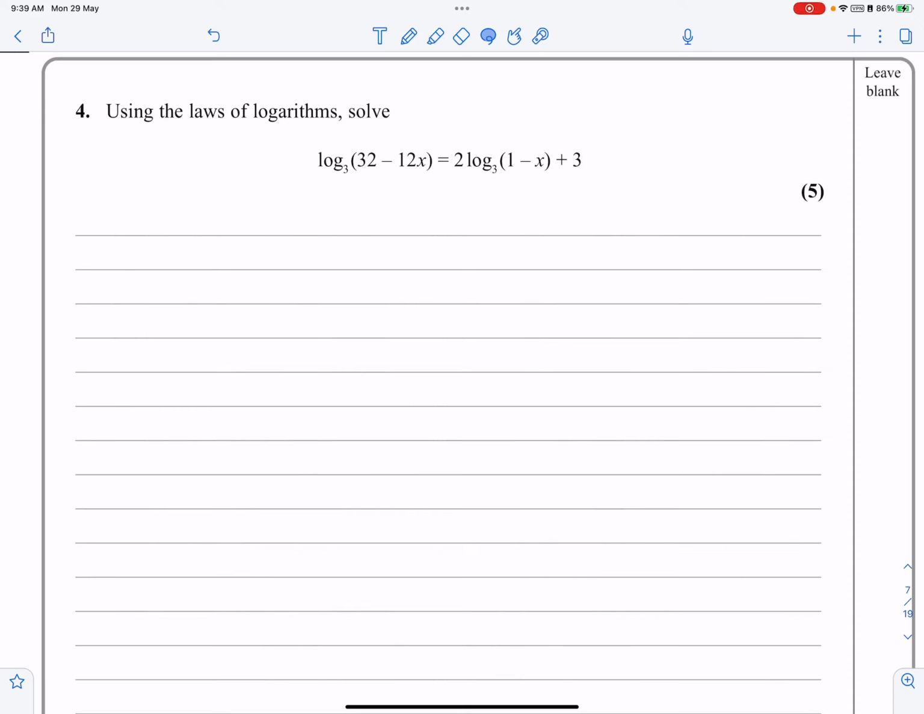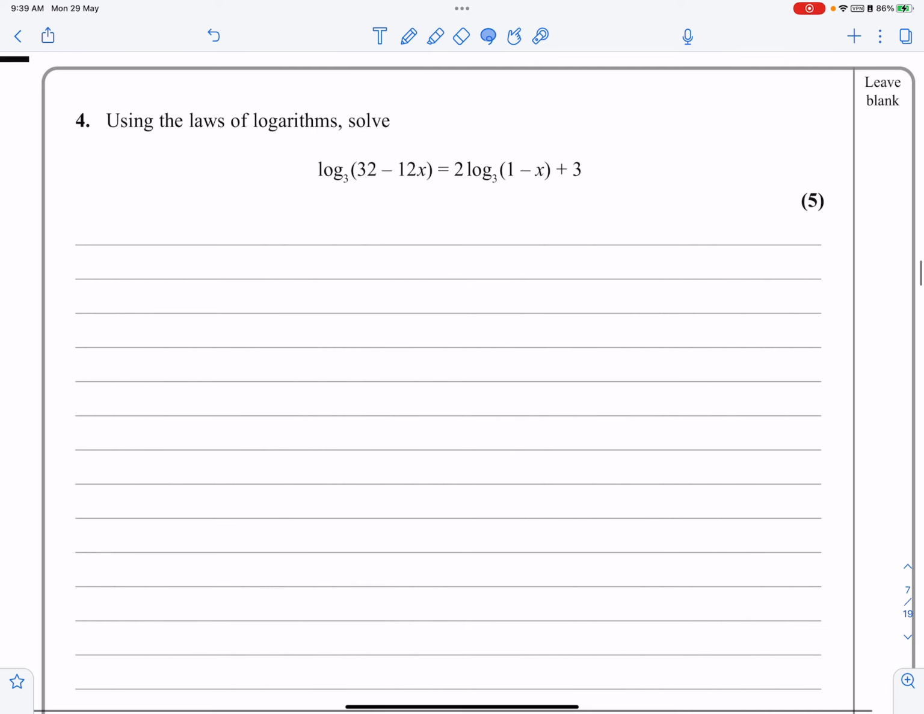Okay, this is the P2 paper from January 2022. It's question 4, and as we can see quite clearly, it's logarithms. Using the laws of logarithms, solve, and then that equation there. Let's copy the equation down.